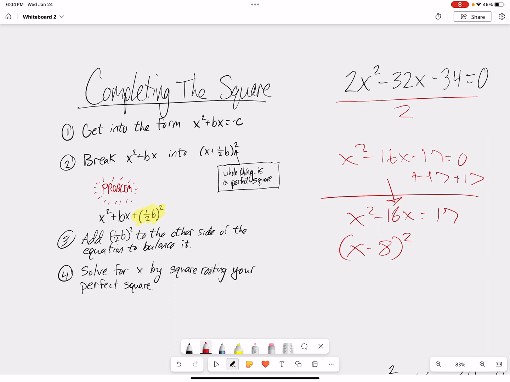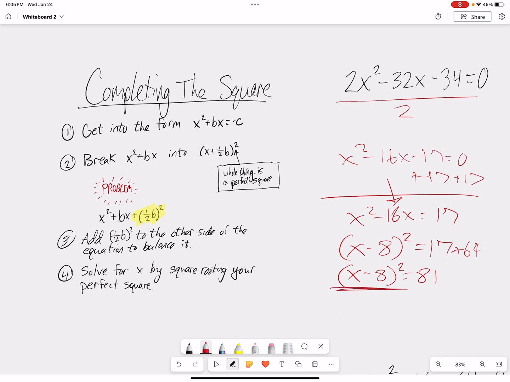Because like I said earlier, when we expand this out, it'll be x squared minus 8x, so minus 16x, plus 64, which we're happy about because we wanted x squared, we wanted negative 16x, we didn't want this 64. So now we've got to fix it. If we added 64 by accident to this side, we've got to add 64 on purpose to this side, leaving us with x minus 8 squared equals 81.